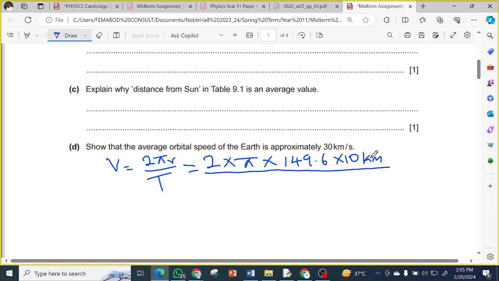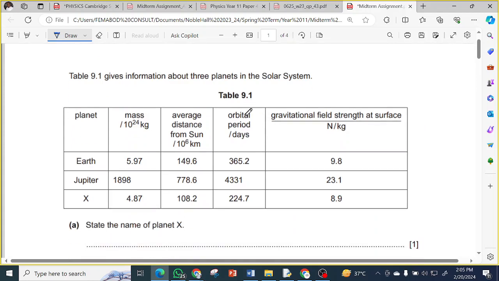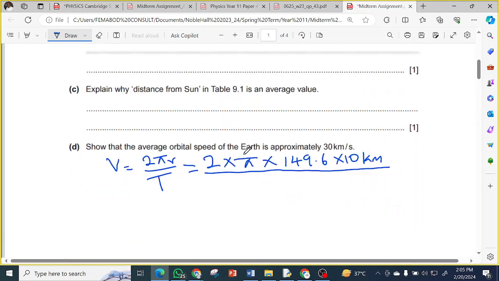So now the next thing is the period T. They gave the value of the orbital period in days. You can see they gave us the value in days. So we are going to convert it to seconds, because the unit of what they gave us is in seconds. So that is in days, that is 365.2.